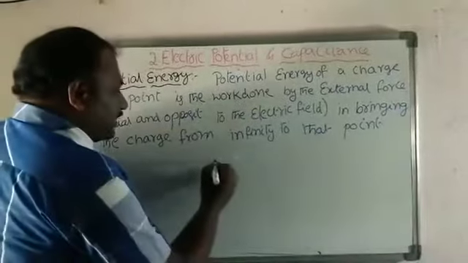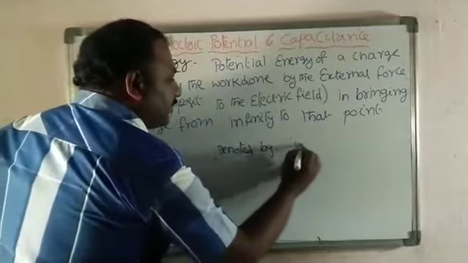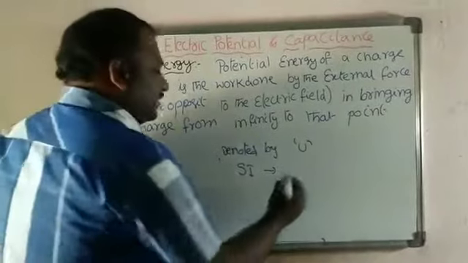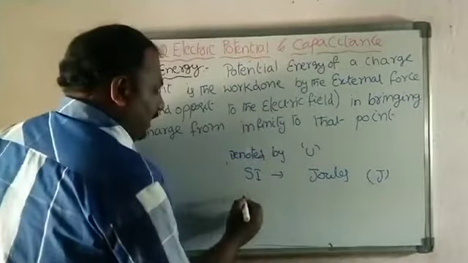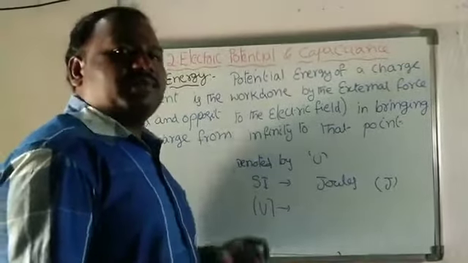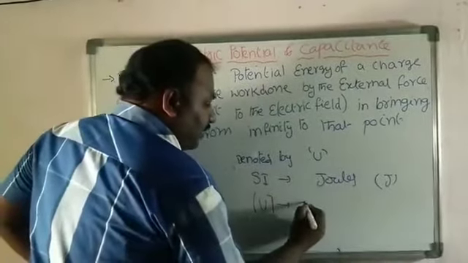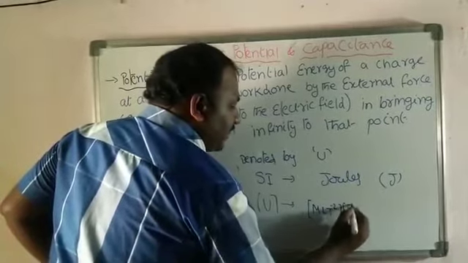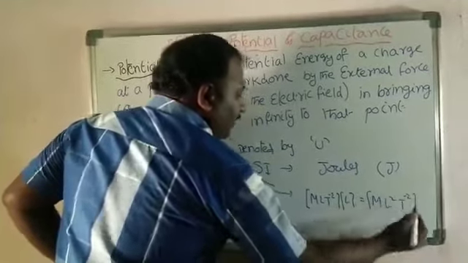Now this potential energy is denoted by the term U, and the SI unit of potential energy is similar to work done, that is nothing but joules, represented with J. The dimensional formula of potential energy is similar to that of work done, where work done is equal to force into displacement. Similarly here, force is M L T power minus 2, and displacement is L. Finally the dimensional formula for potential energy is M L square T power minus 2.